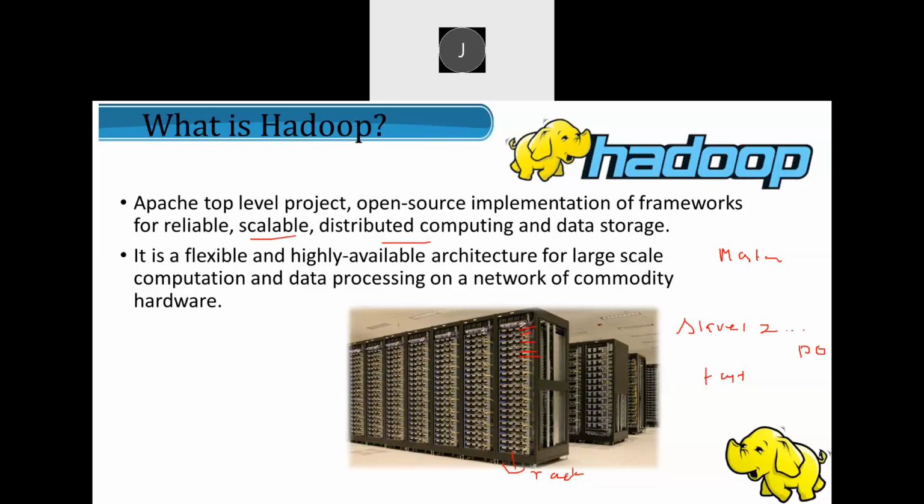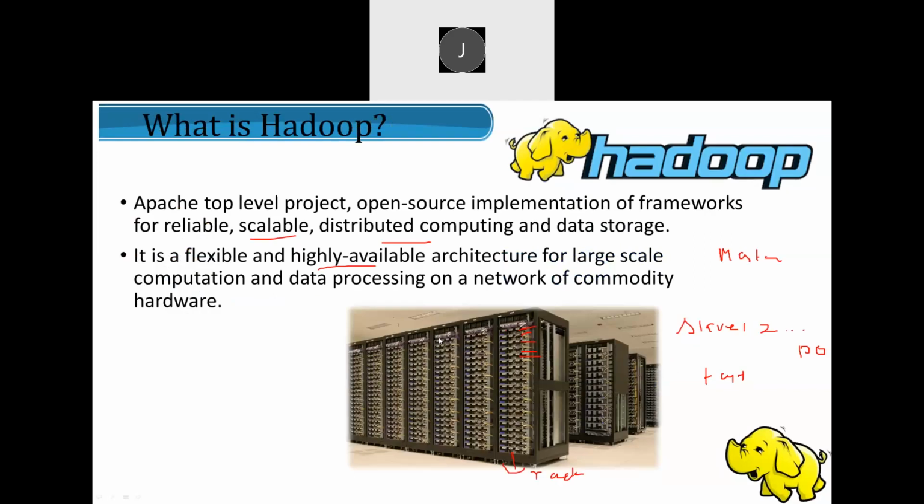It is a flexible and highly available architecture for large scale computation and data processing on a network of commodity hardware. Commodity hardware, as I told, is cheap hardware. Hardware, in the sense of the servers they are talking about, are the nodes which store information. And it is highly available because we will have a replication of the data from one node to another node.